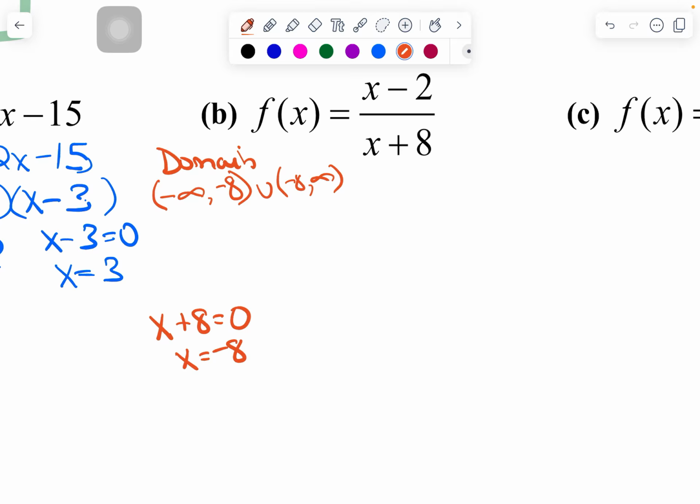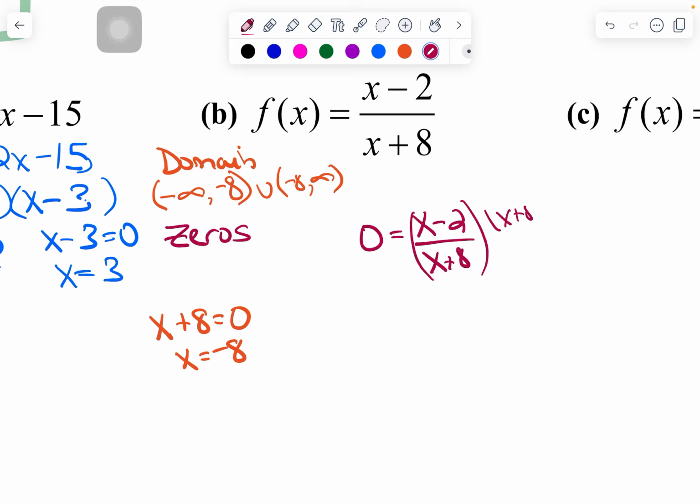Now for the zeros, because we've also got to find zeros here, or zeros plural if we have multiple. That means I'm going to take my function and set it equal to 0. So x minus 2 over x plus 8. So I'm going to multiply by x plus 8 on both the left and right side. On the left side, x plus 8 times 0, well, that's still 0. Kind of nice to work with zeros that way.